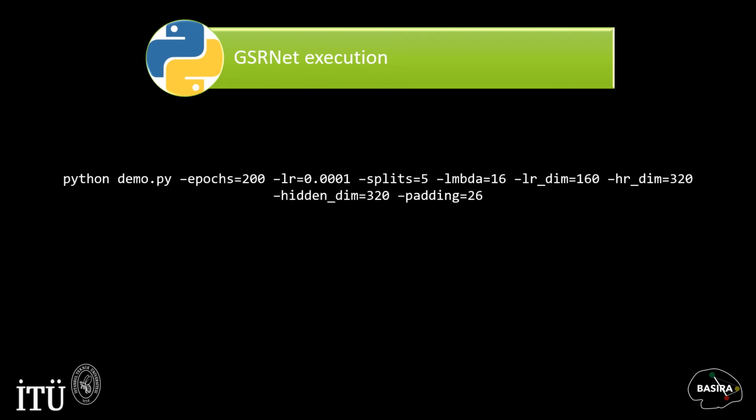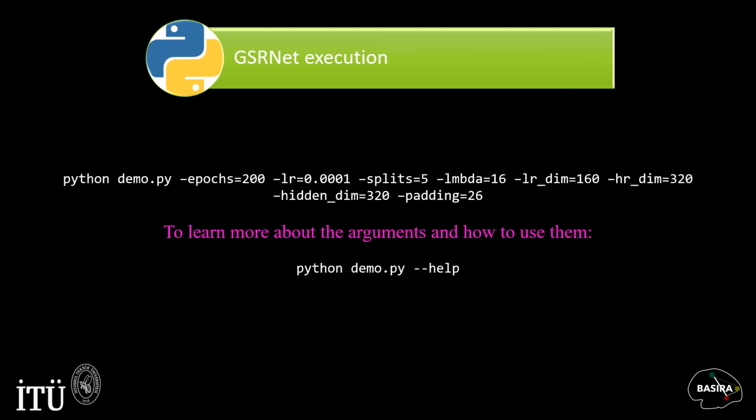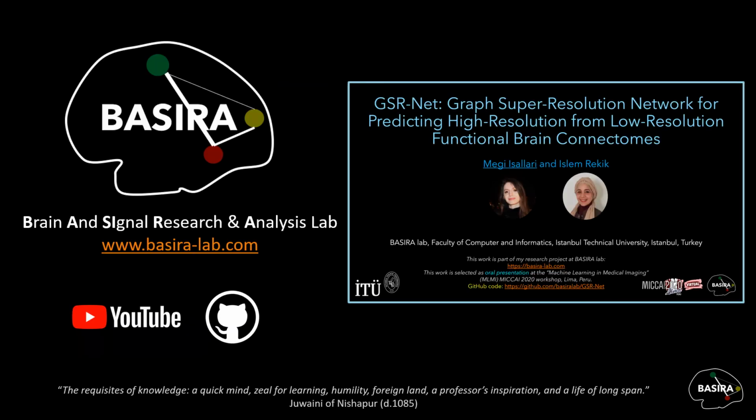To run the code, you can use this command and input the arguments according to your data and preferences. To learn more about the arguments and how to use them, you can add the setting help. For more, please visit the official GitHub repository of GSR-Net.